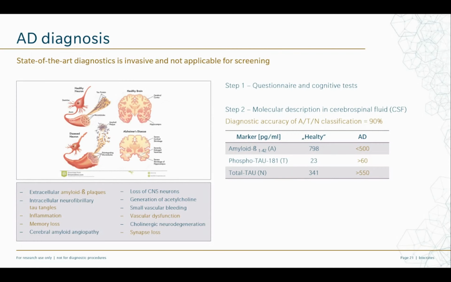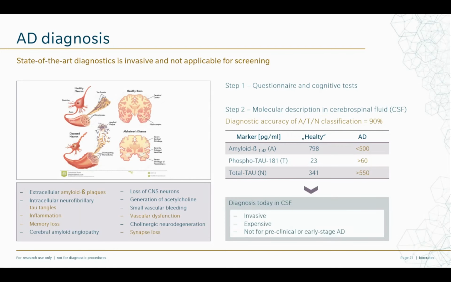Although the diagnosis of Alzheimer's disease based on CSF works quite well with an accuracy of 90%, there are certain disadvantages. The collection of a CSF sample is an invasive procedure. The diagnostic procedure is rather expensive, and it is suited only for advanced disease stages, not for the detection of preclinical or early stages. And that's why this approach is not very well suited as a tool for early detection or screening of Alzheimer's disease.